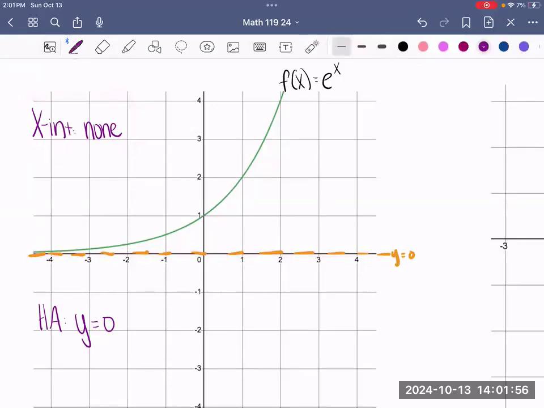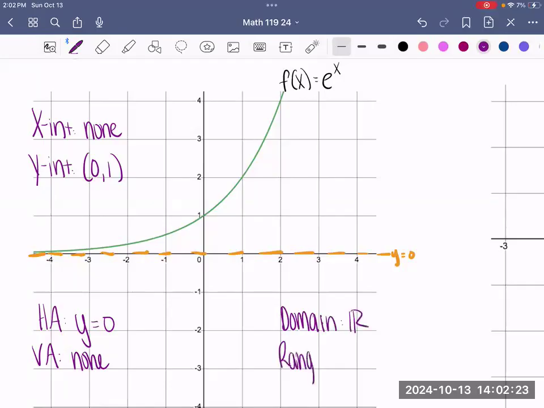But does that mean we have the opposite? Do we have a y-intercept? We do have a y-intercept at (0, 1), meaning we don't have a vertical asymptote. So we don't have a vertical asymptote, but we do have a horizontal asymptote. Now, if we were to talk about your domain and range here, your domain would be all real numbers, but your range would be from 0 to infinity. And we talked about that from our last class.